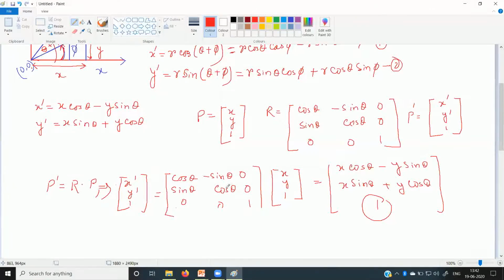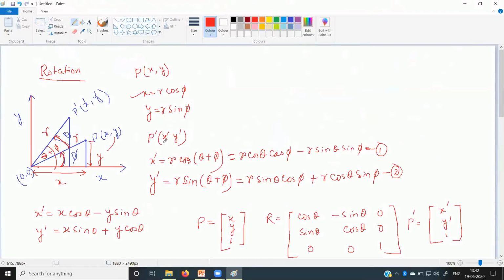So in this way, this is our rotation matrix. If you know the angle of the rotation, then based on the angle you can transform and rotate any point from one position to another position. In that case, you have to multiply the rotation matrix with the set of points.